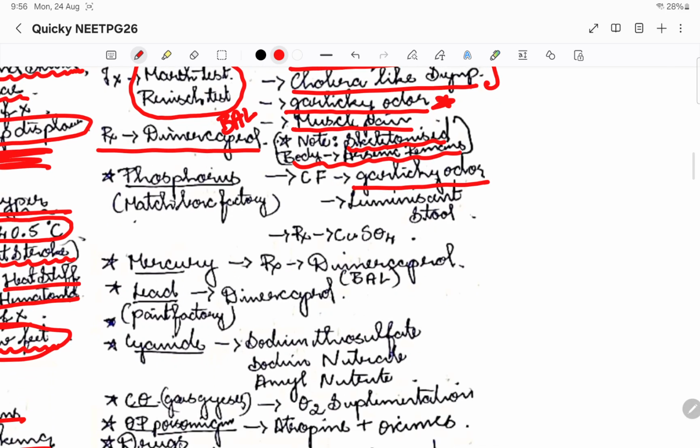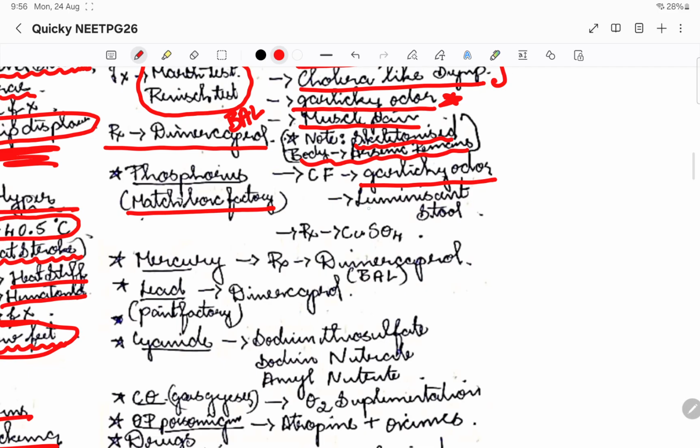Then coming to phosphorus poisoning, it is seen in matchbox factories. Arsenic was in dye factories, whereas phosphorus poisoning is in matchbox factories. I told you the clinical feature garlicky odor is in both arsenic and phosphorus, but the major point of differentiation is luminescent stool. The question will be given with the luminescent stool. If it is there, then go for phosphorus poisoning. The management is copper sulfate. Copper sulfate itself is a poison, but in a lower dose we use it for phosphorus management because it binds to phosphorus.